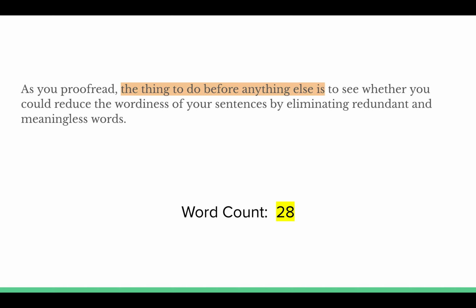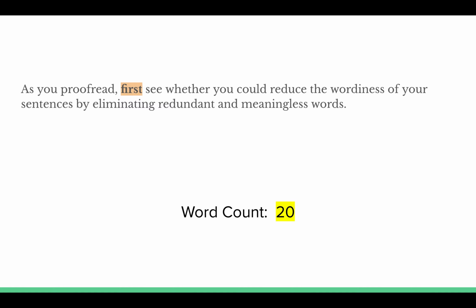All right, the next phrase here is this. The thing to do before anything else. Again, there is one word in our language that could replace this whole phrase. If it's the thing that you do before anything else, what is it? It's first. As you proofread, first see whether you could reduce the wordiness of your sentences. And now we're down to 20 words.